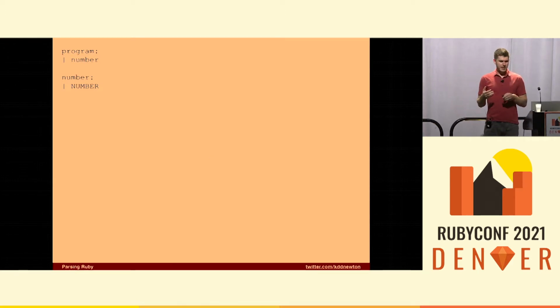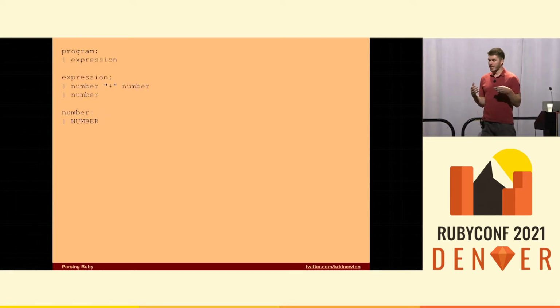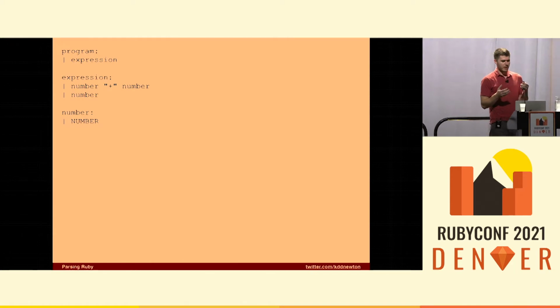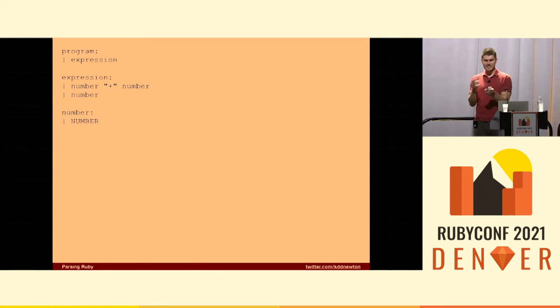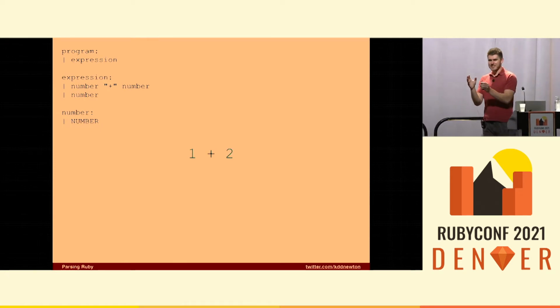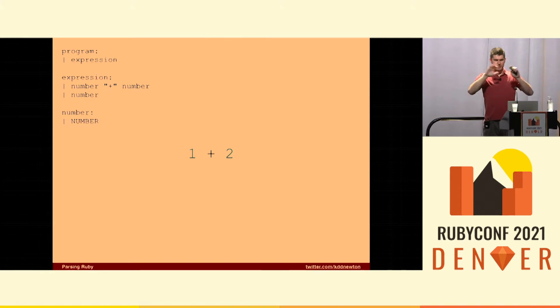We're going to add the ability to do addition. Now, when we're doing addition, we are accepting a number plus a number or just an individual number. So now we can accept a couple things. We can accept 1, we can accept 1 plus 2, but we can't accept 1 plus 2 plus 3. Why? There's no recursion here.